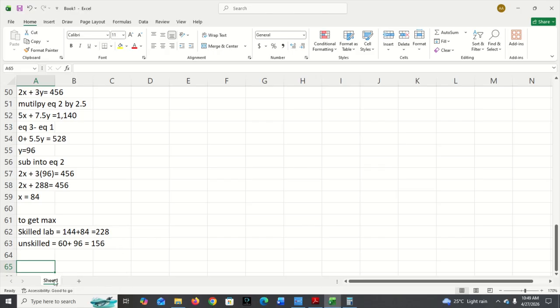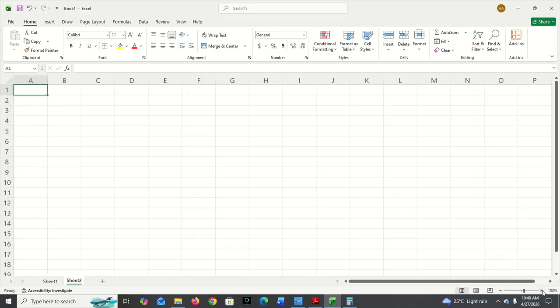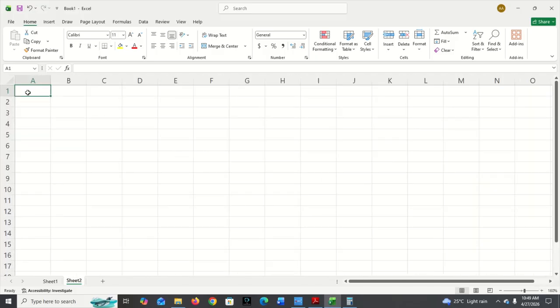Okay, let me open a new sheet for that. So we have A, and we have B. Let me put some space. I'll show you how we are going to get those figures for A, and then for B. Let's start from material X.